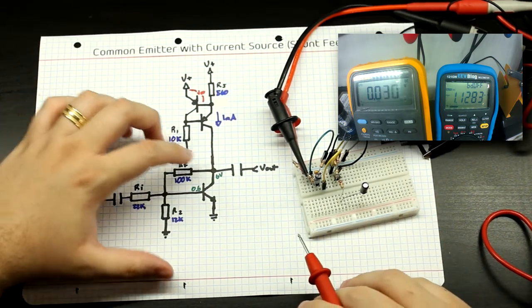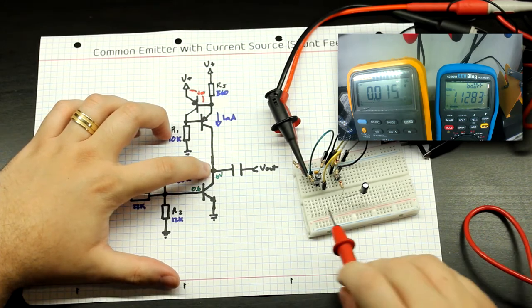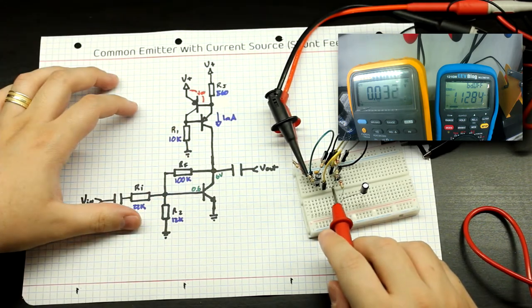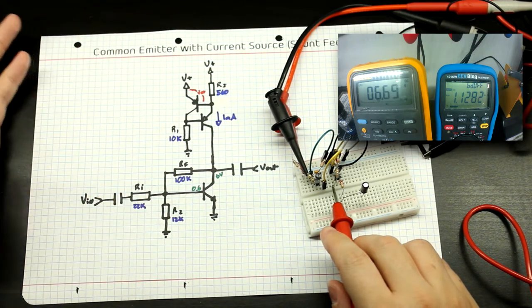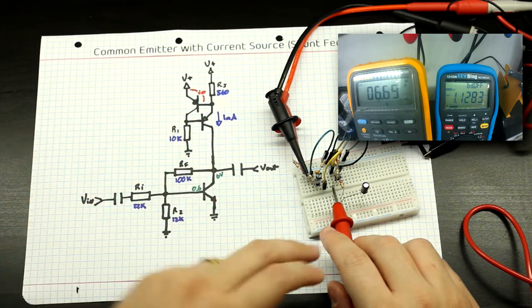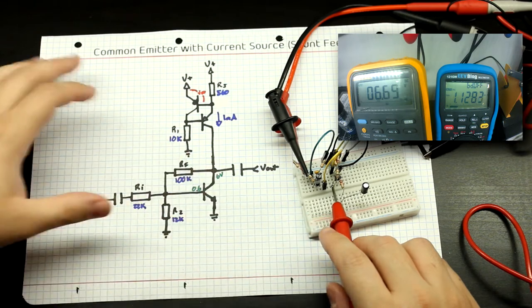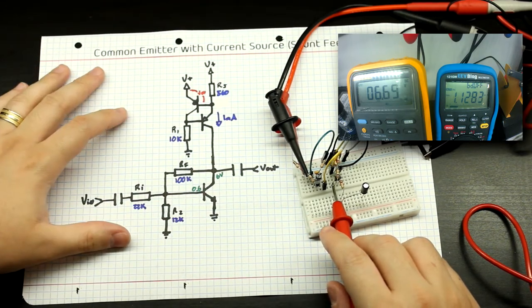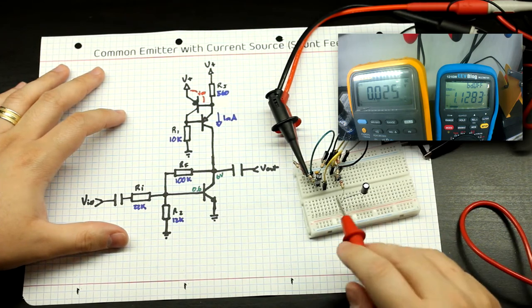Now, let's start by going through to this point right here. It should be at around 6 volts, like in the previous circuit. So yeah, it's higher, just as we had in the previous one as well, because of the changes in VBE and the tolerance of the resistors, also the values of the resistors. So there it is.